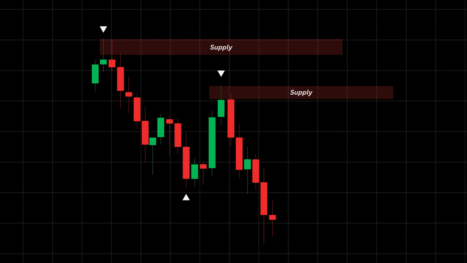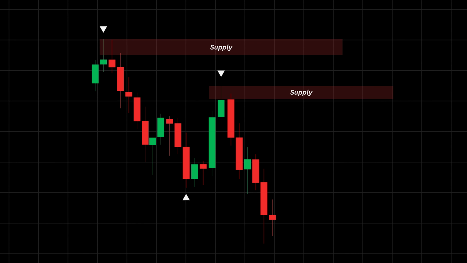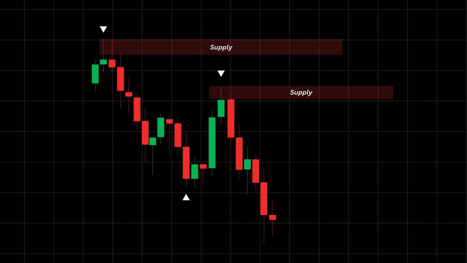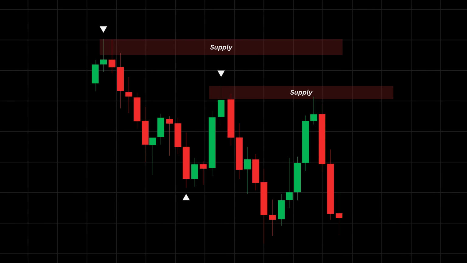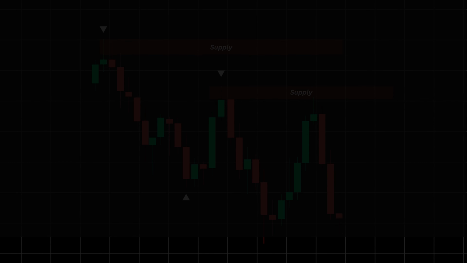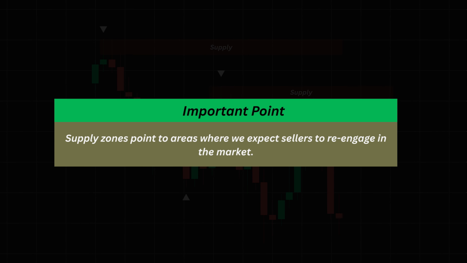Likewise, the beginning of a downward move is considered a supply zone where traders earlier entered short positions. When price revisits this zone, the likelihood of selling activity increases. In other words, supply zones point to areas where we expect sellers to re-engage in the market.